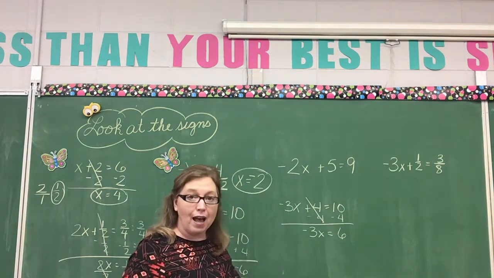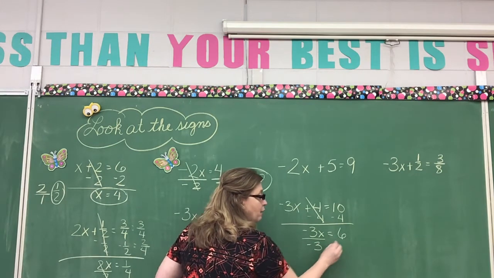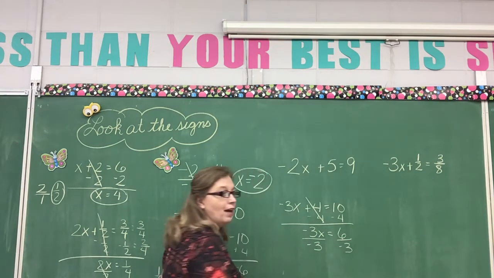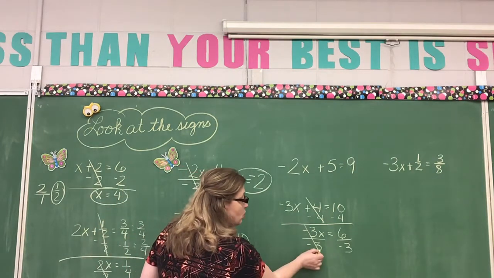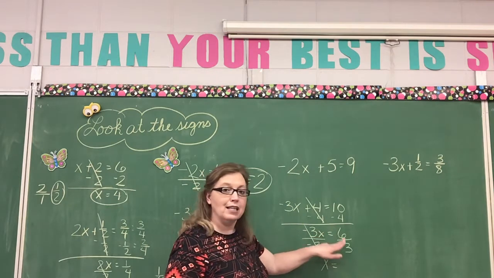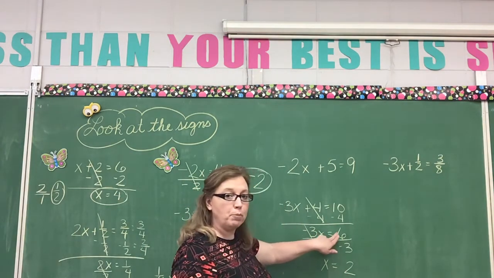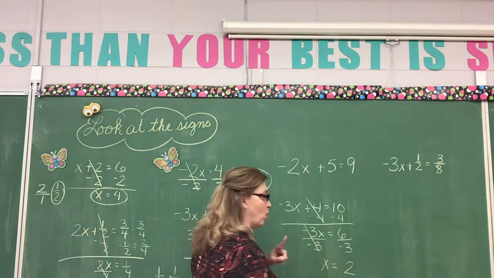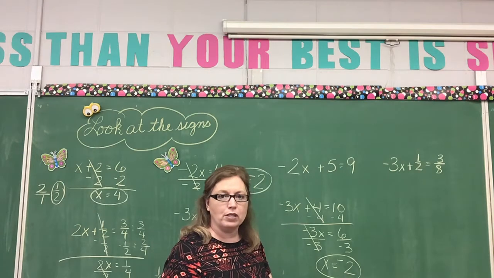Now I'm going to divide by a negative 3, okay, so if I divide by negative 3 on the left, I must divide by negative 3 on the right. These are going to cancel, leaving me an x. Then I have to say 6 divided by 3 is 2. The 6 is positive, the 3 is negative, so one sign is negative, that means my answer is negative. So my answer is negative 2.